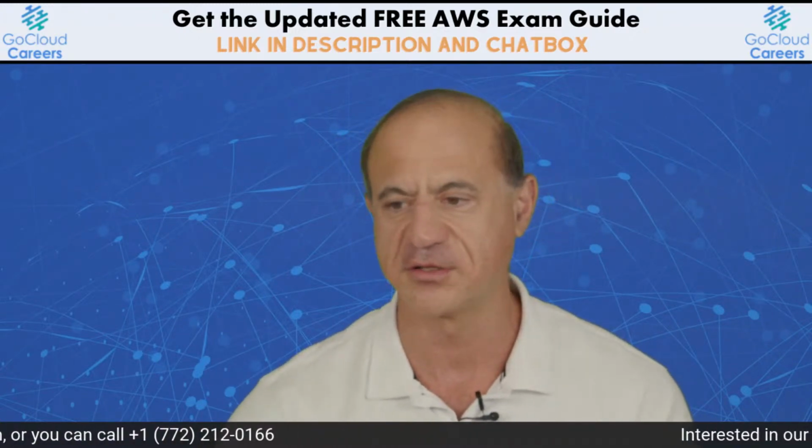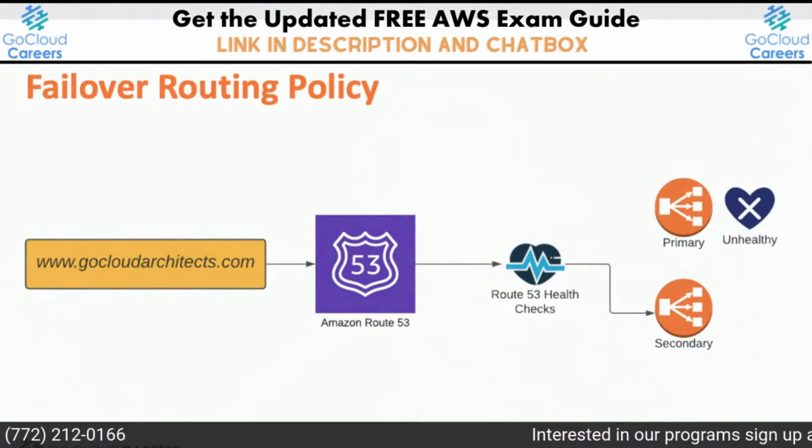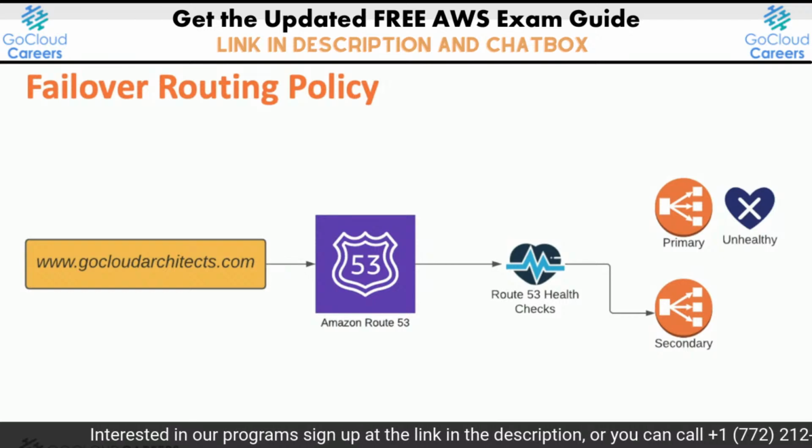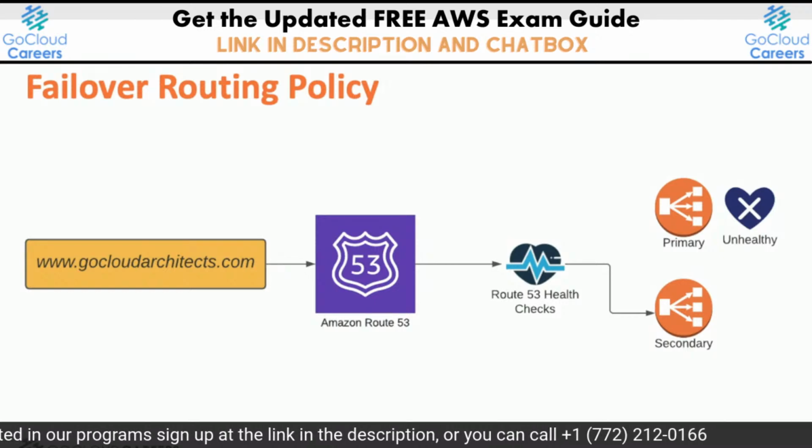So let's look at it in this environment. Here we go. We've got our main servers. Go Cloud Architects primarily goes to the primary one. But if it fails, it goes to the secondary one. That's called failover routing. I absolutely love it.